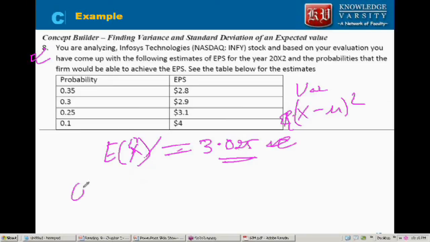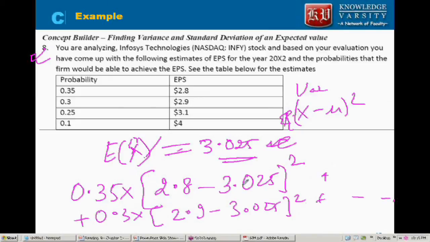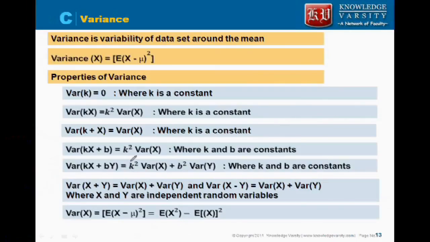So what you will do is you will compute 0.35 into 2.8 minus 3.025 whole square, plus 0.3 into 2.9 minus 3.025 whole square, like this you will be adding for all and getting the variance. So this will be the variance. Variance is denoted as sigma square and sigma is the standard deviation. So these are the properties of variance.